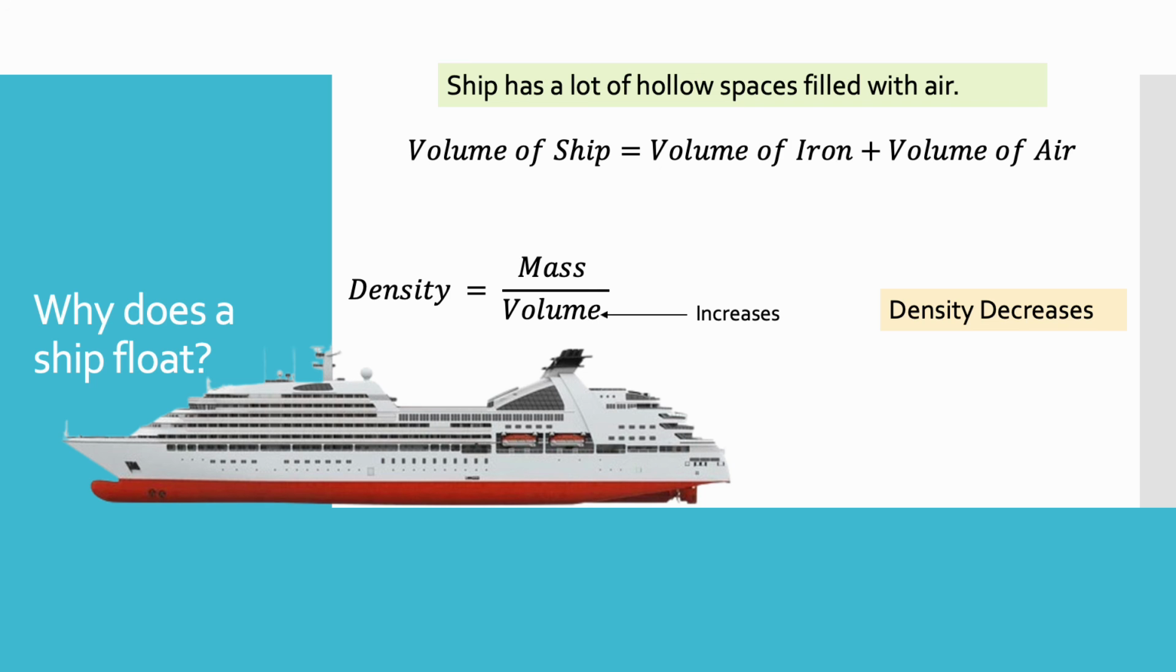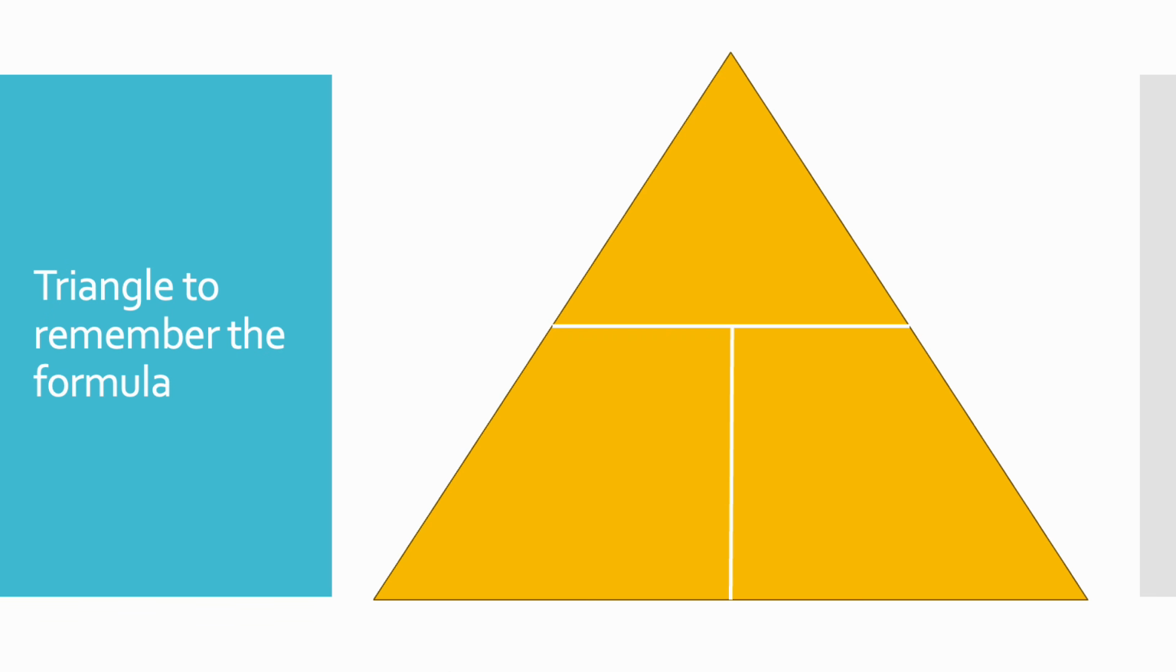This is a perfect example of how shape, design and air spaces can change an object's ability to float, even if it is made of a very heavy material like iron.